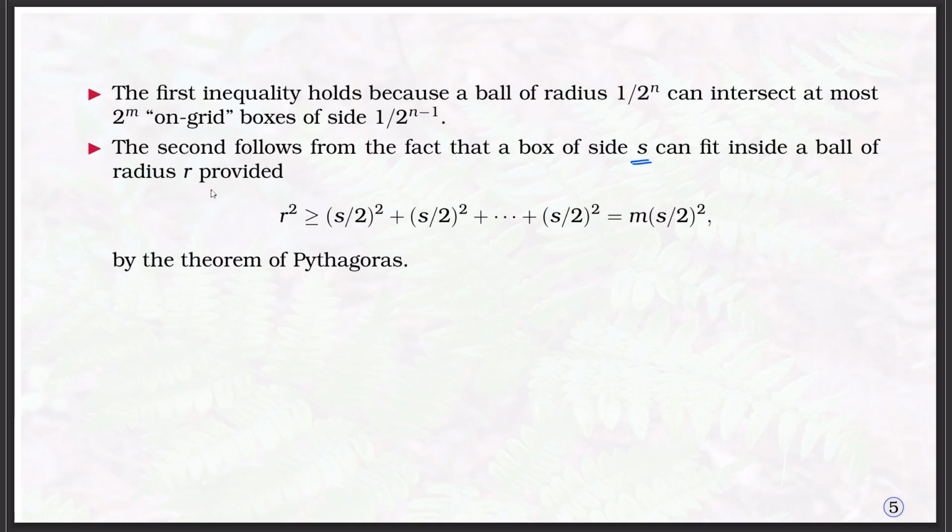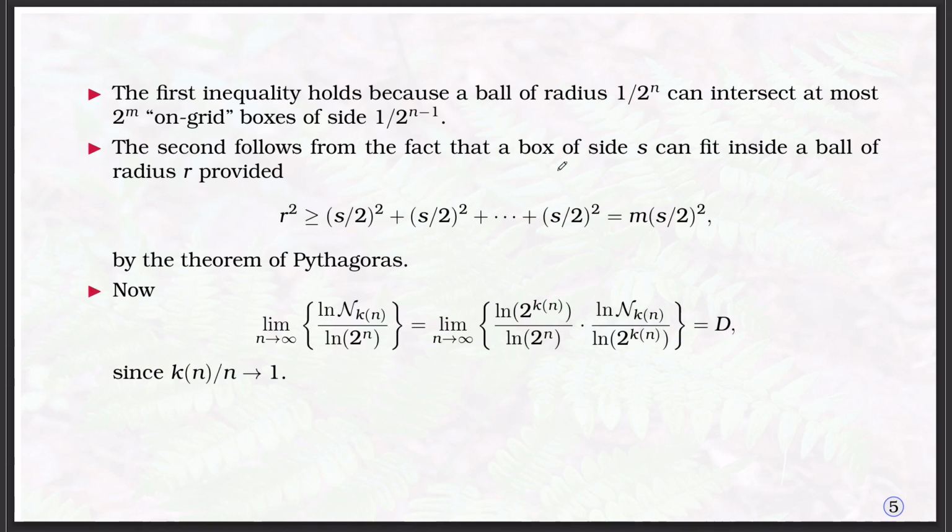ball of radius r provided r power 2 is greater than or equal to this finite series: S by 2 power 2 plus S by 2 power 2 up to m times, equal to m times S by 2 power 2, because we are taking r power m element by the Pythagoras theorem.